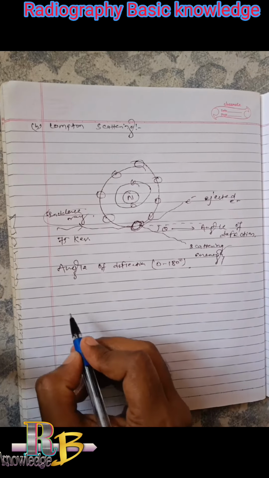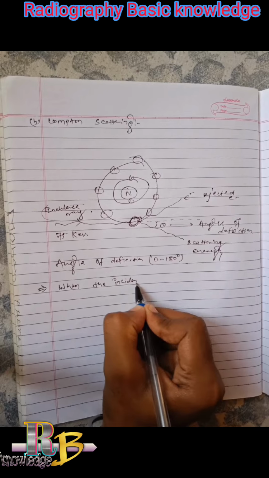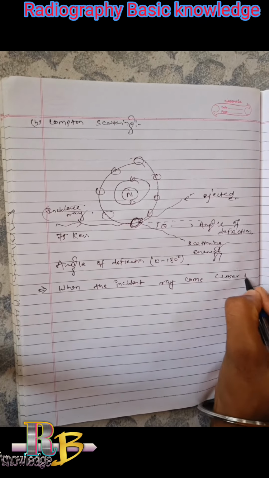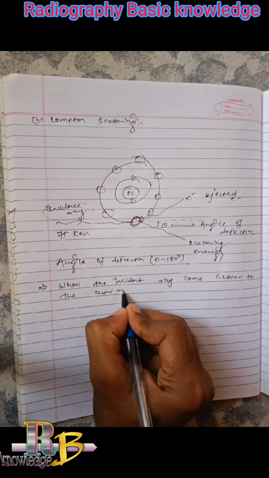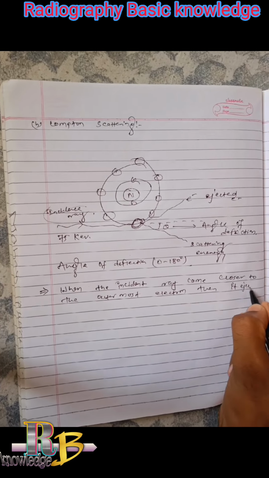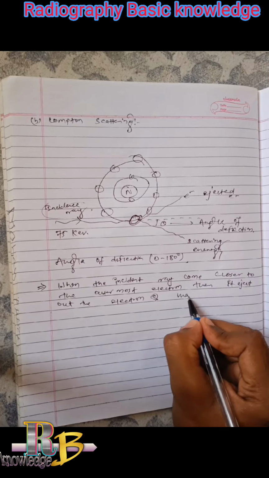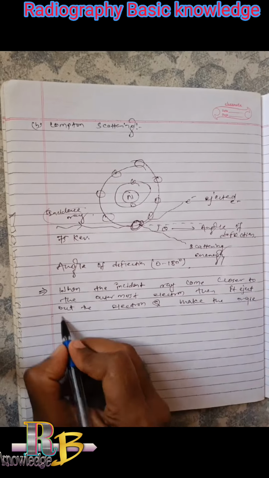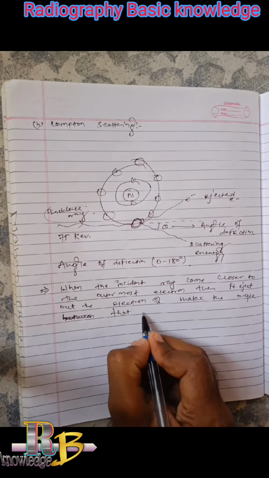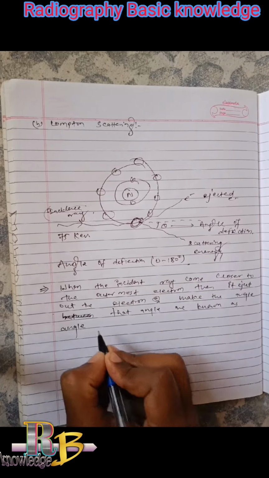When the incident ray comes closer to the outermost electron, it ejects the electron and makes an angle, known as the angle of deflection.